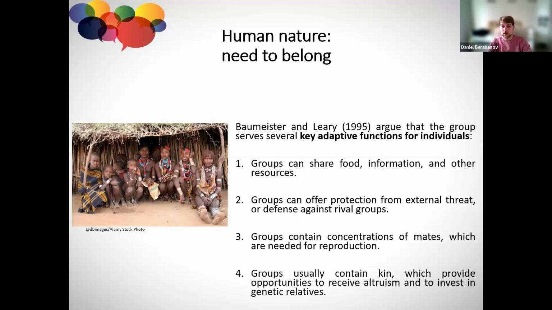And the final one, groups usually contain kin, which provides opportunities to receive altruism and to invest in genetic relatives. Because people usually reproduce within their small group, a lot of group members were their relatives with different degrees of kinship. But again, if you help them, you're not only doing something good, you also help your genes to survive. All right?